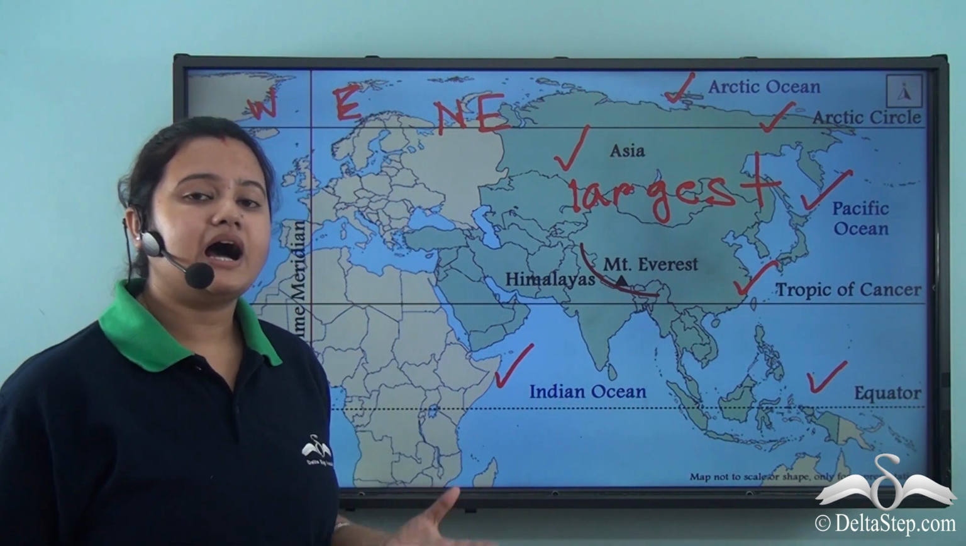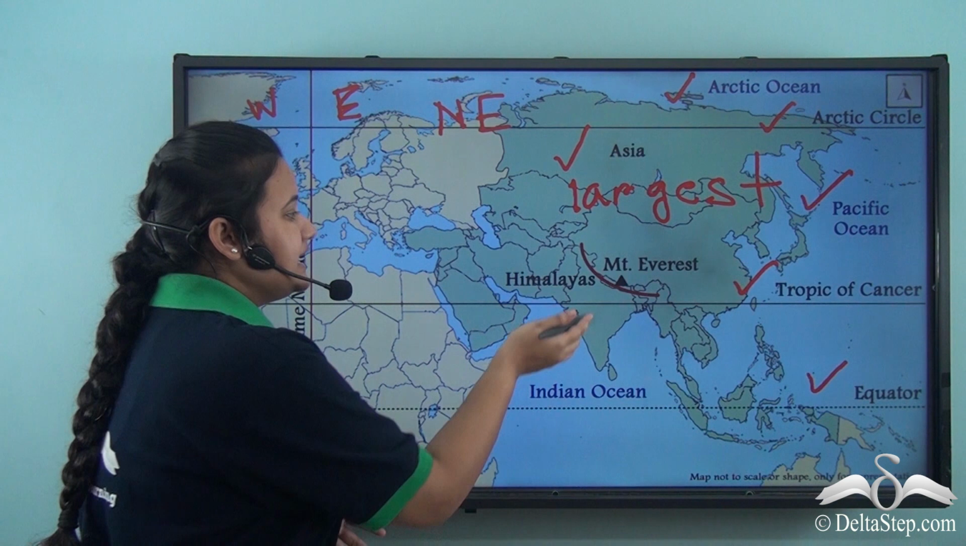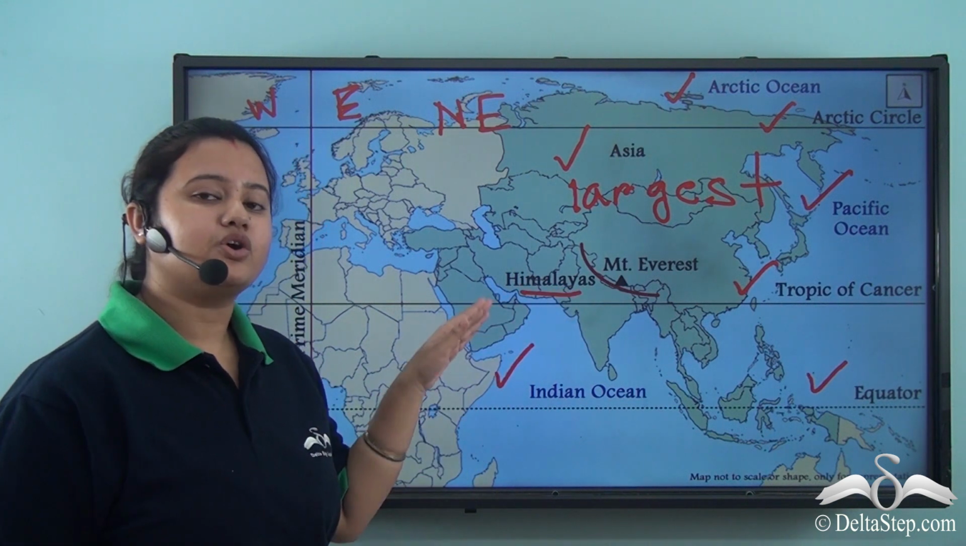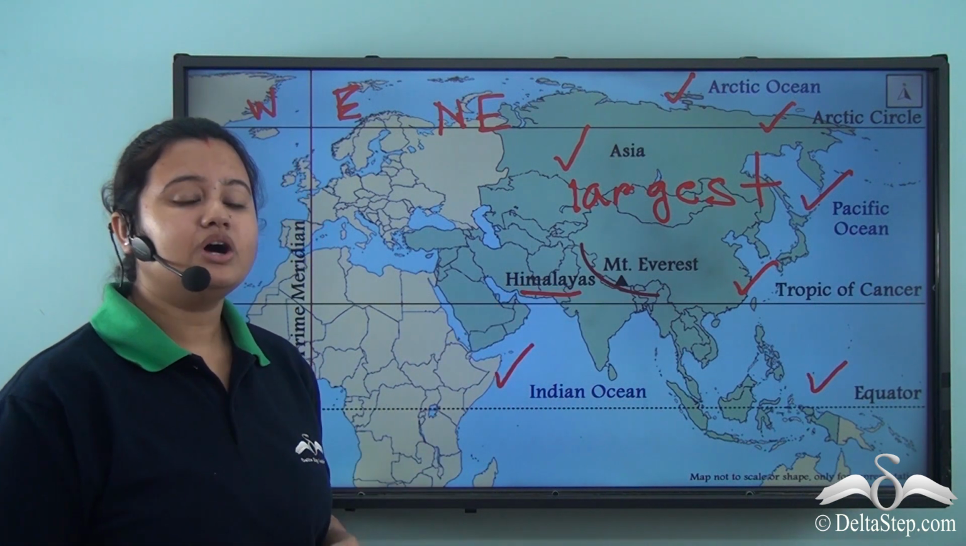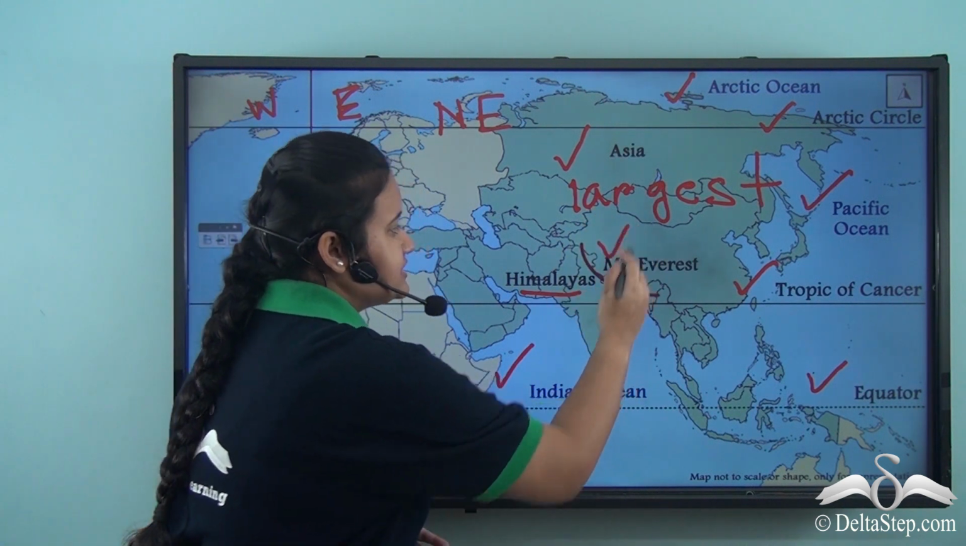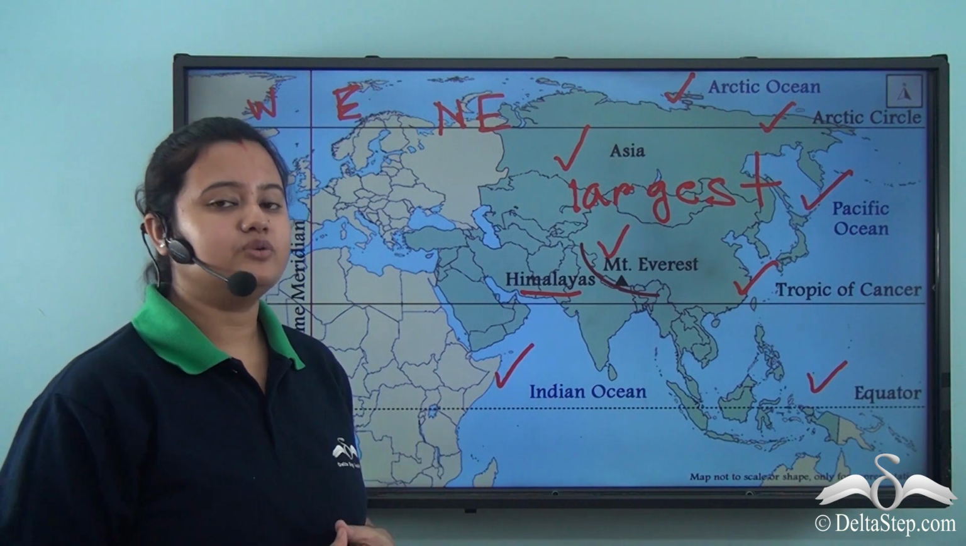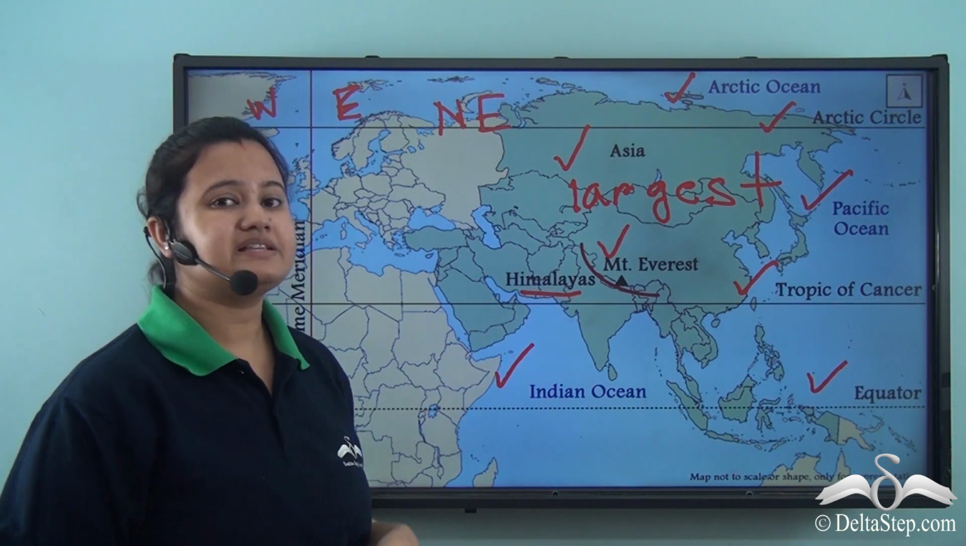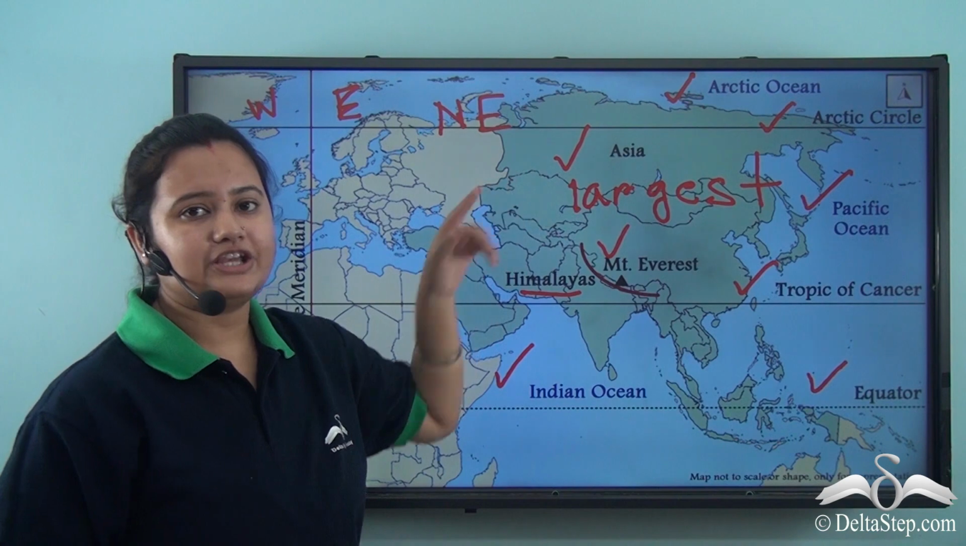Now, the world's highest mountain range, that is the Himalayas, is present in the continent of Asia. Also, the highest point of the Earth's surface, that is Mount Everest, about which we have just studied, also lies in the Himalayas, and that is in the continent of Asia.